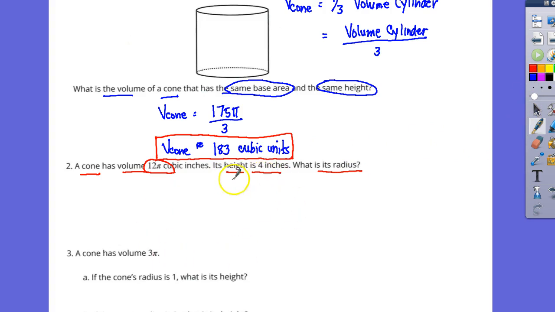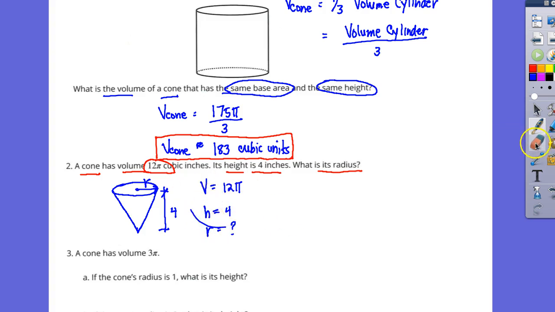Okay, so the height is 4 inches. So when you are solving a problem like this, always get started by sketching your diagram. So we're talking about a cone, so you sketch a cone, draw an oval, and label your radius. So that's the radius, half the circle, and this is the height, which is 4. And the volume, it's telling you it's 12 pi. The height is 4. The radius is, we don't know. That's what we're trying to find.